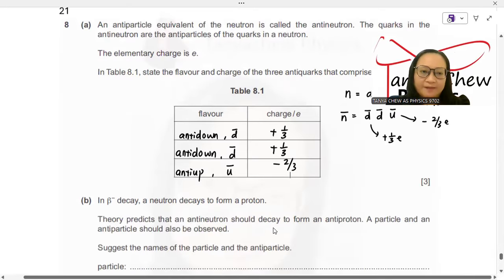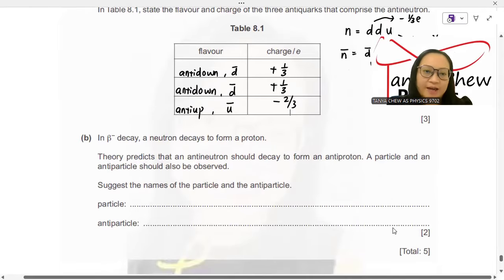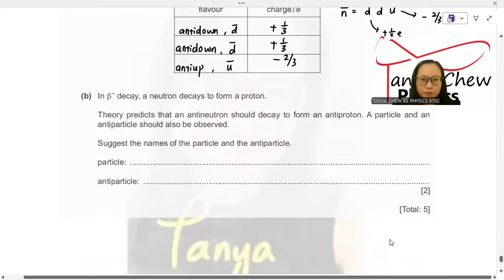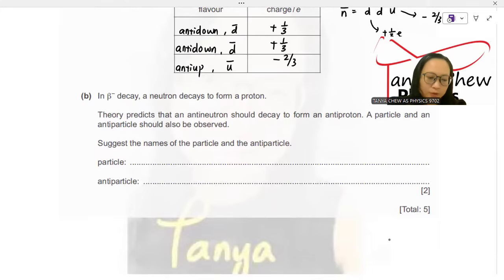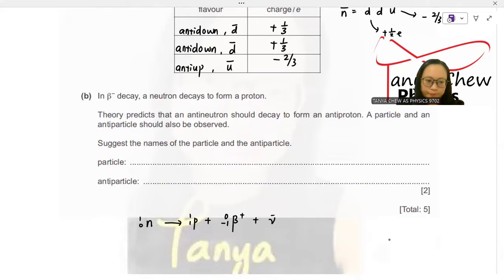Now, B. In a beta negative decay, a neutron decays to form a proton. Theory predicts that an antineutron should decay to form an antiproton. A particle and an antiparticle should also be observed. State the names of the particle and the antiparticle. So I would say that a neutron decays to form a proton first, plus an electron, beta negative, plus an antineutrino.